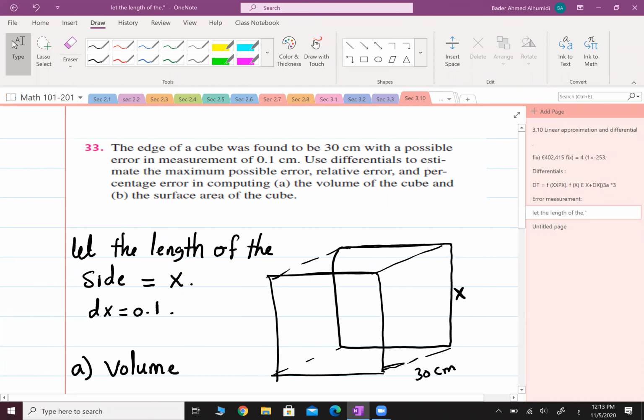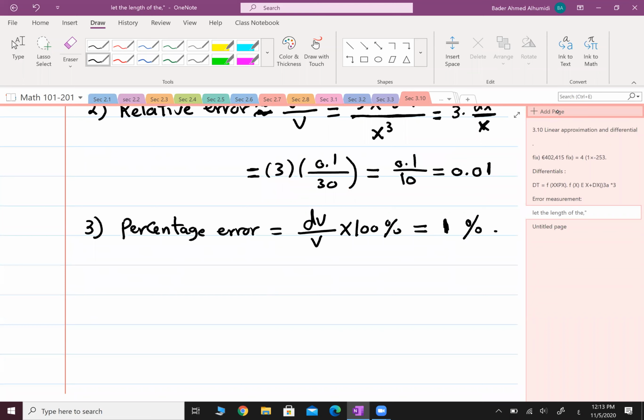So anybody can volunteer to give me at least the first one, the formula of the surface area? Yes. 6a squared. Okay, let me just add one more page. I guess we need to. This is not responding. The OneNote. Okay. Yeah, it is working now.